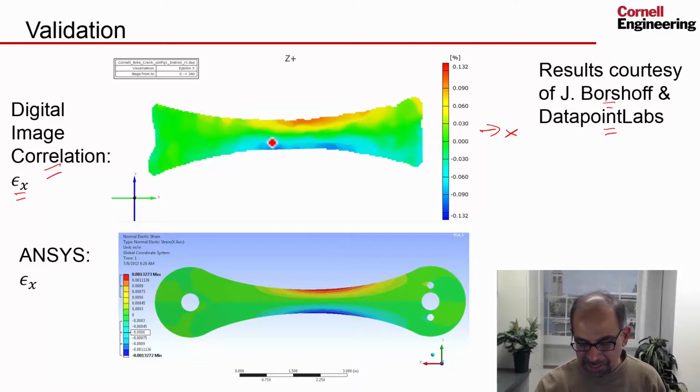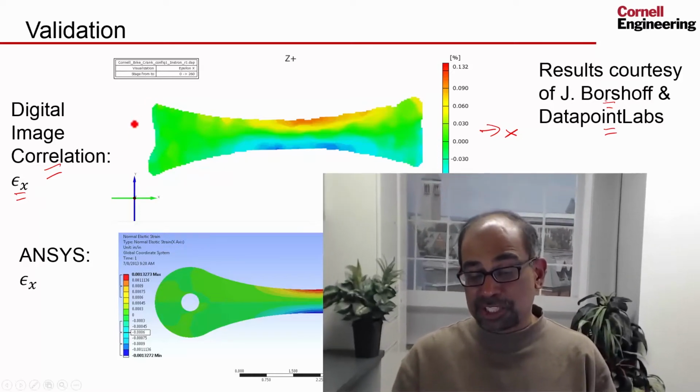And you can see that you get a very close match between what you get from the digital image correlation and what you see in ANSYS. Here, where you have the support and the load, you don't get data from the digital image correlation. But that was a very nice way of validating the ANSYS model using a very modern technology.